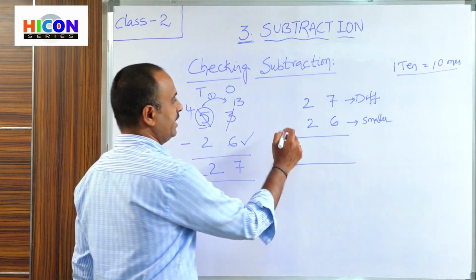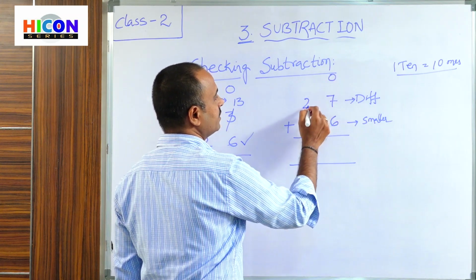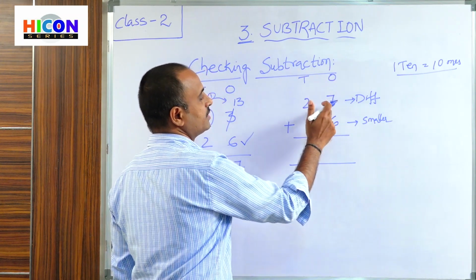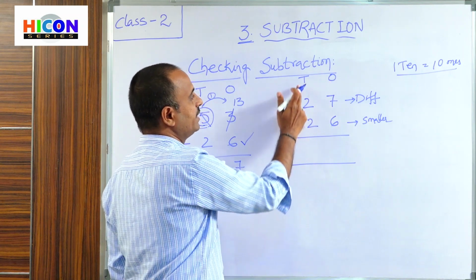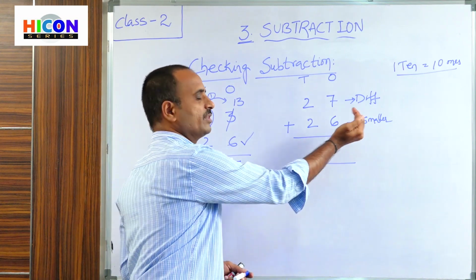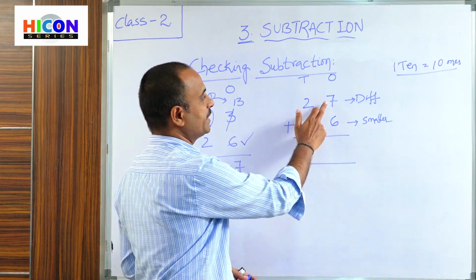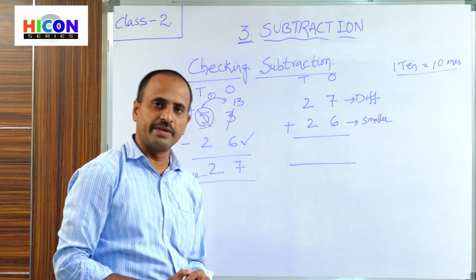So let us do the addition. Write the places. This is ones place and this is tens place. 7 and 6 are present in ones place. 2 and 2 are present in tens place. Let us start addition from the ones place. What are the digits present in the ones place? 7 and 6.